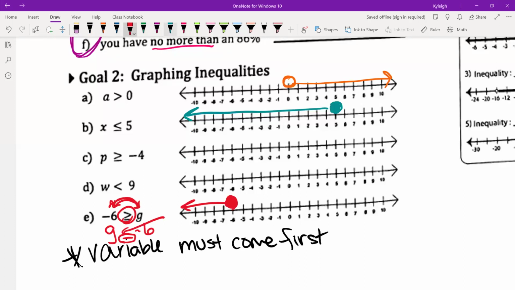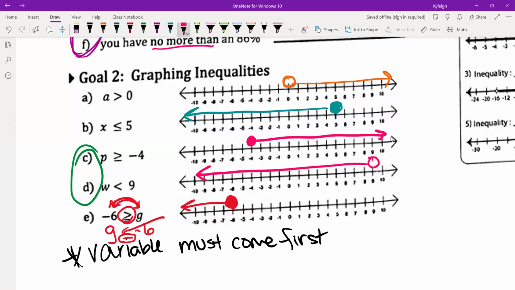So now I want you to take a moment, pause, and do C and D on your own. So pause and do C and D for me. Hopefully you did C and D like I asked, but let's just double check. Over -4, you should have a closed circle going this direction. Over 9, you should have an open circle going this direction.